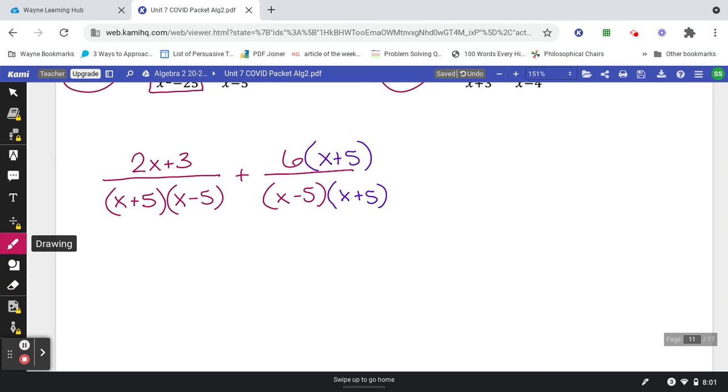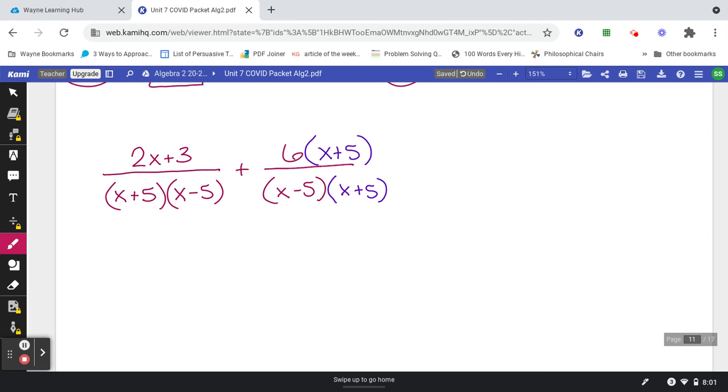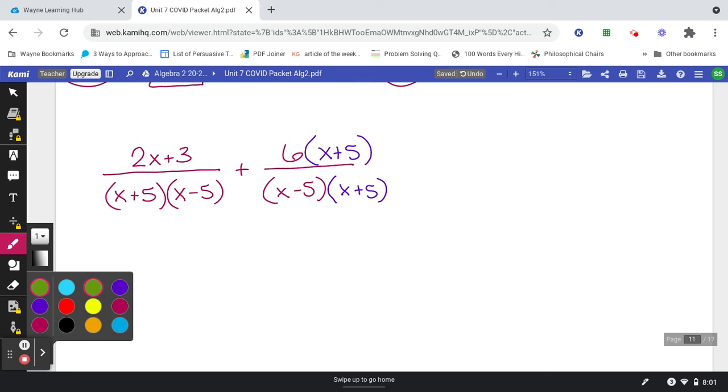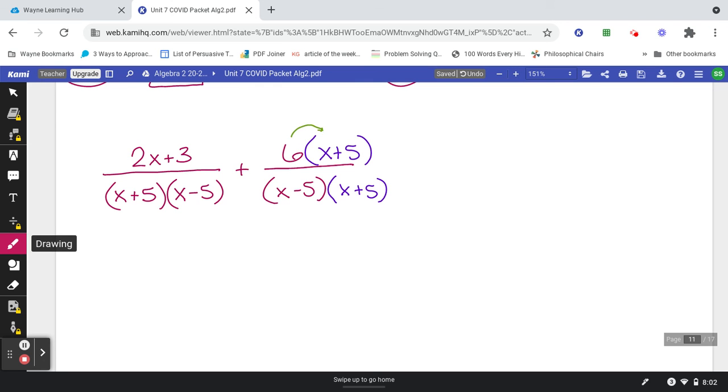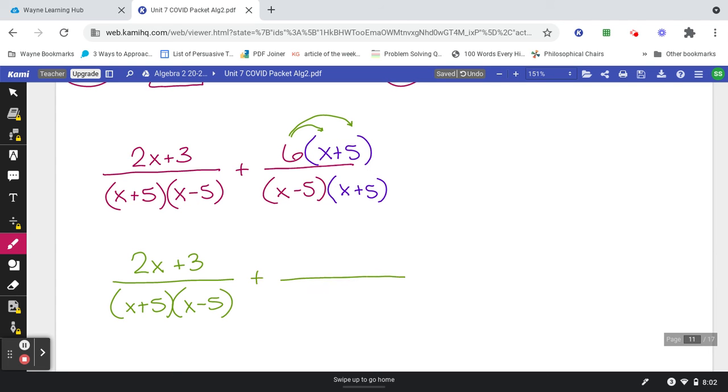Once you have common denominators, you can distribute anything. So meaning this 6 right here needs to be distributed. So let me write that whole problem again. 2x plus 3, x plus 5, and x minus 5. And here I'll distribute 6 times x is 6x, and 6 times 5 is 30. Keep the denominator the same. You want it to match with the other one.